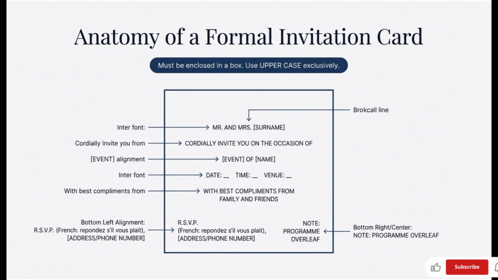Anatomy of a formal invitation card. Formal invitation cards are commonly used for social events, such as weddings or celebrations. These cards usually include the host's name, the occasion, the date and time, the venue. At the bottom of the card, we often see RSVP, which means please respond. This tells guests to confirm whether they will attend the event.